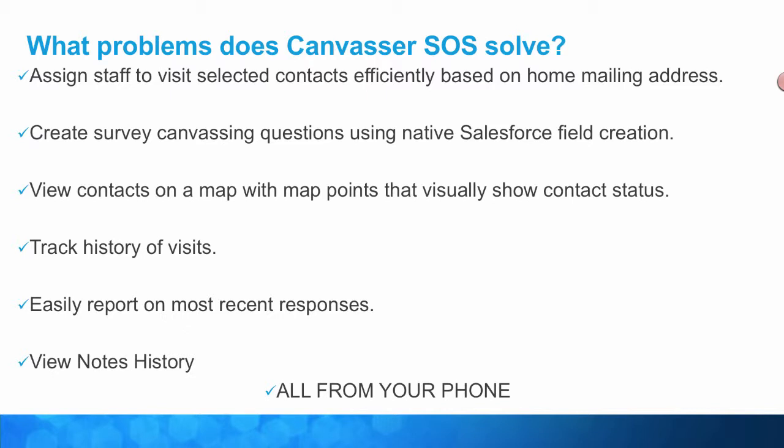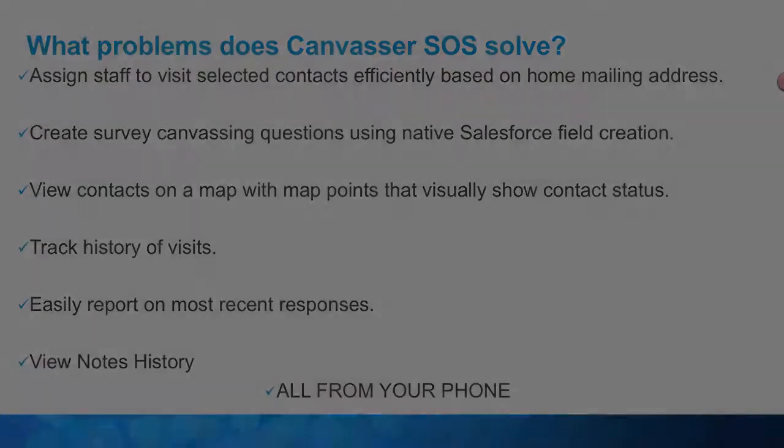What problems does Canvasser SOS solve? First of all, it allows you to assign staff to visit selected contacts efficiently based on a home mailing address. Secondly, it allows you to create a survey for canvassing questions using native Salesforce field creation. It also allows you to view contacts on a map with map points that visually show contact status. In addition, you can track history of visits, you can easily report on the most recent responses, and you can view notes history, all from your phone.